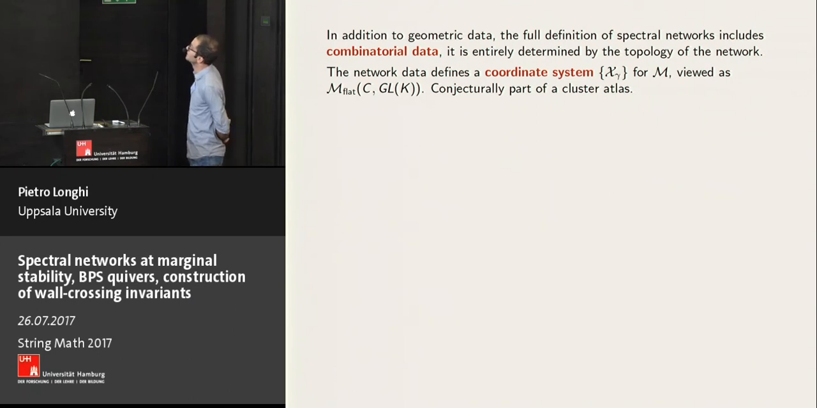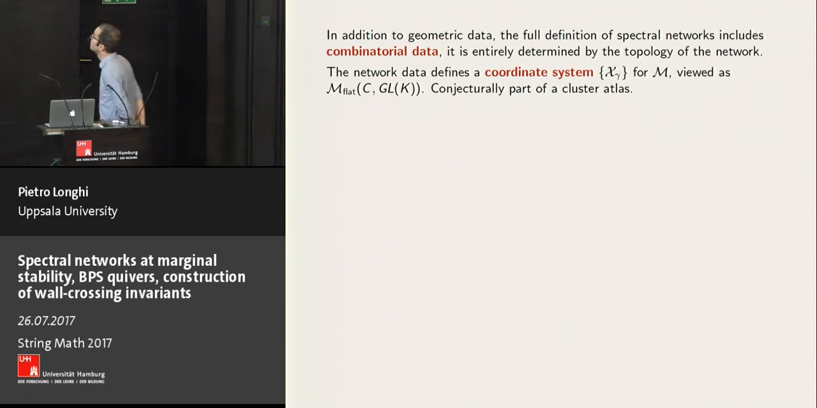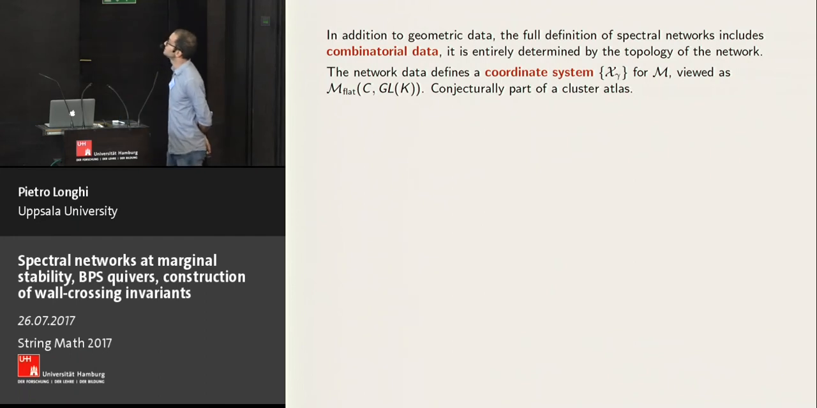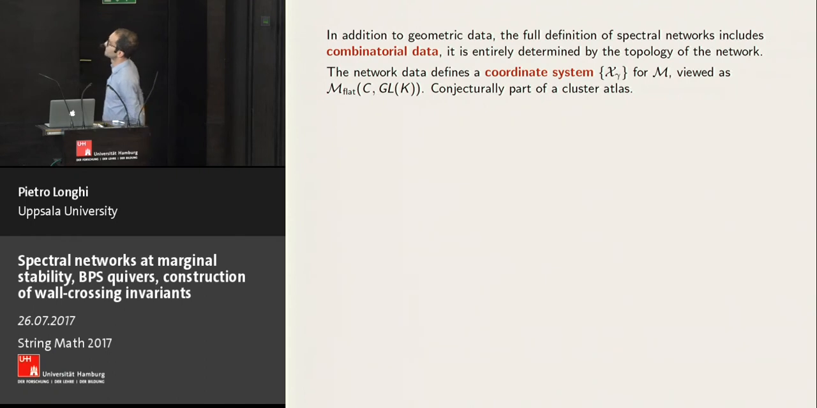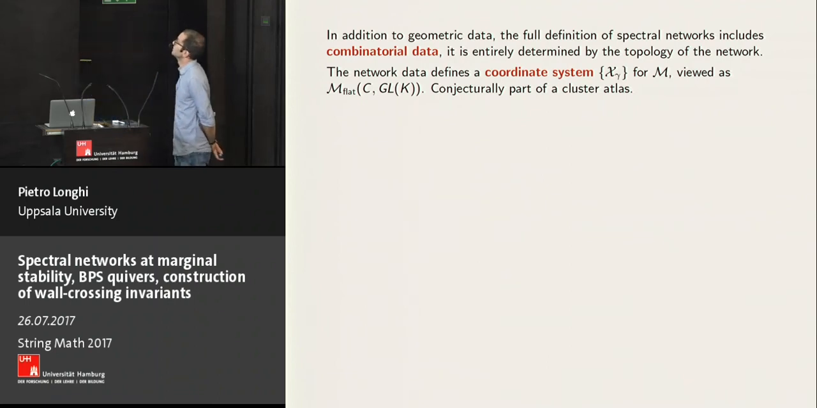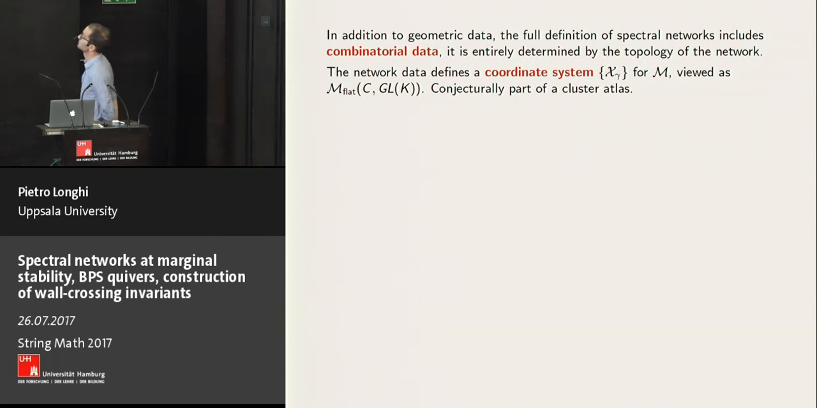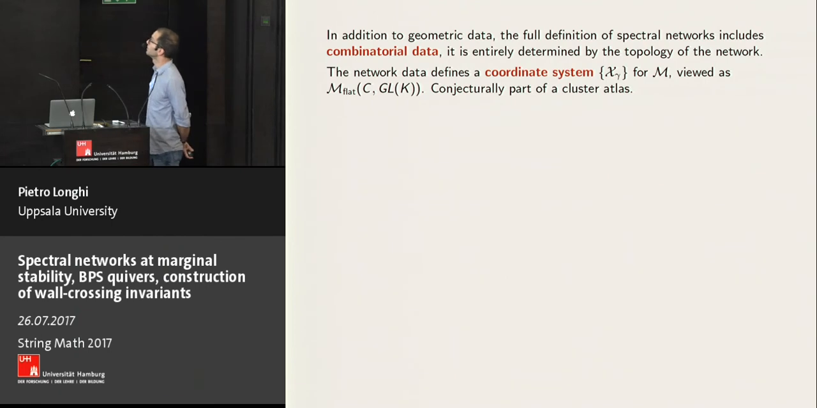spectral networks. So in addition to the geometric data, there is also certain combinatorial data in a spectral network. And I will not tell you what this is or how it is computed, but what really matters for today is that it only depends on the topology of the network. So this data can be used to define a coordinate system on the Hitchin moduli space, viewed as the moduli space of flat connections on C. We heard about this in Lotte Holland's talk.